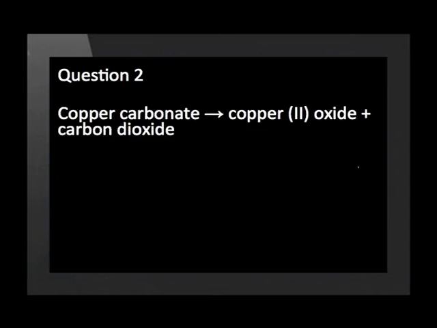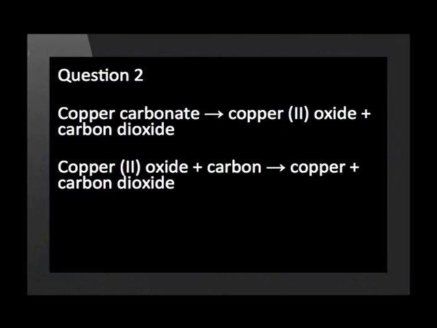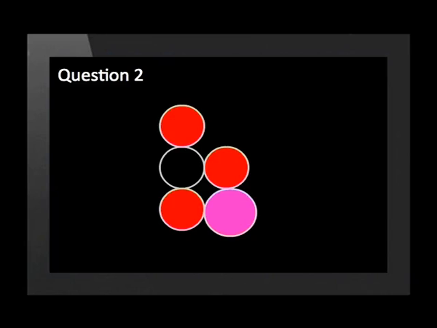Question 2. In the extraction of copper metal, copper carbonate decomposes to form copper(II) oxide and carbon dioxide gas. Copper oxide is heated over carbon and forms carbon dioxide and copper. The following representation shows the decomposition of copper carbonate. The pink circle represents copper, black represents carbon, and red represents oxygen.